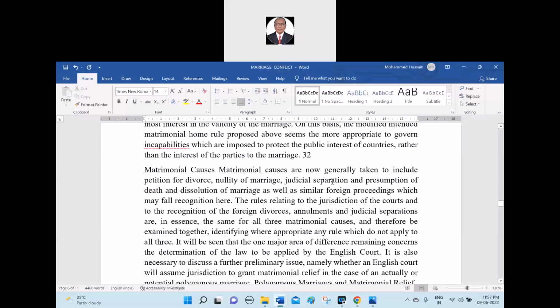the petition for divorce and nullity of the marriage. These are all the matrimonial causes. What are they? Read. What are they?